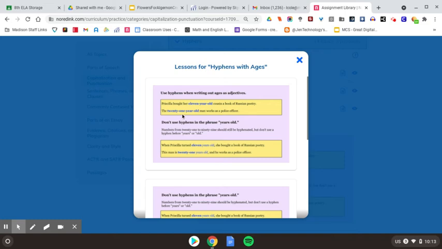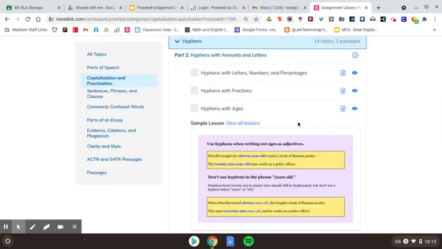If it just says, I saw a 21-year-old at the store, then you're not, because there's not a person after it. Second rule, do not use hyphens in the phrase years old. So 11 years old, no hyphens. 21 years old, you just do the 21. So notice this says years old. The difference is up here, it's 11-year-old, 21-year-old. So don't get tripped up with that. If it's years old, no hyphen. So let's see how we do on this one, hyphens with ages.